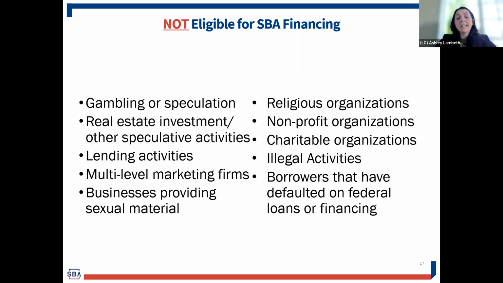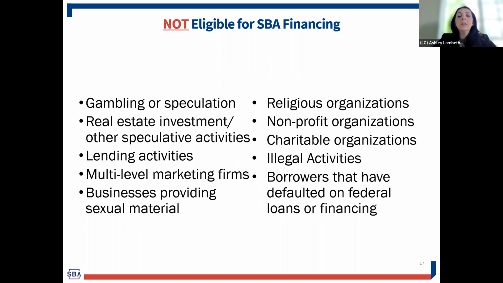Those three can be funded for disaster loans, but for our traditional loan guarantee programs, those three are not eligible. Illegal activities. So even though marijuana, as an example, is legal in many states, it's still federally illegal. And so the SBA is not able to finance anything that has to do with the cannabis industry.